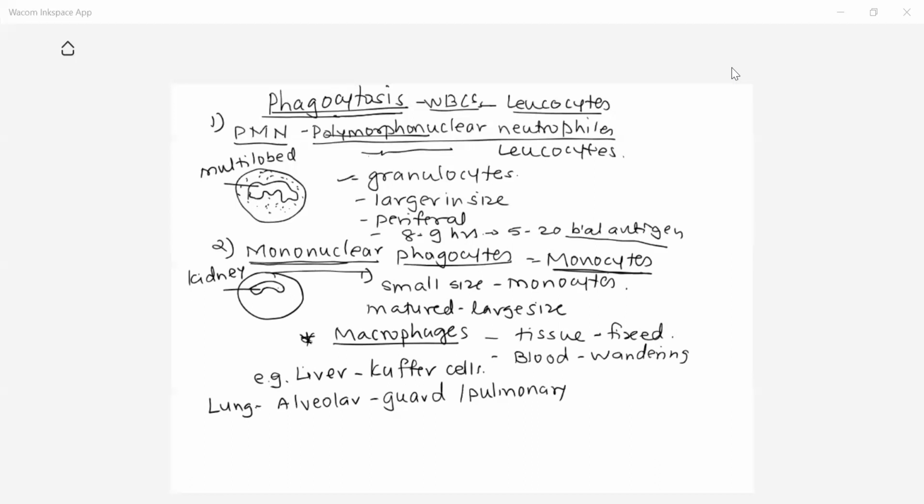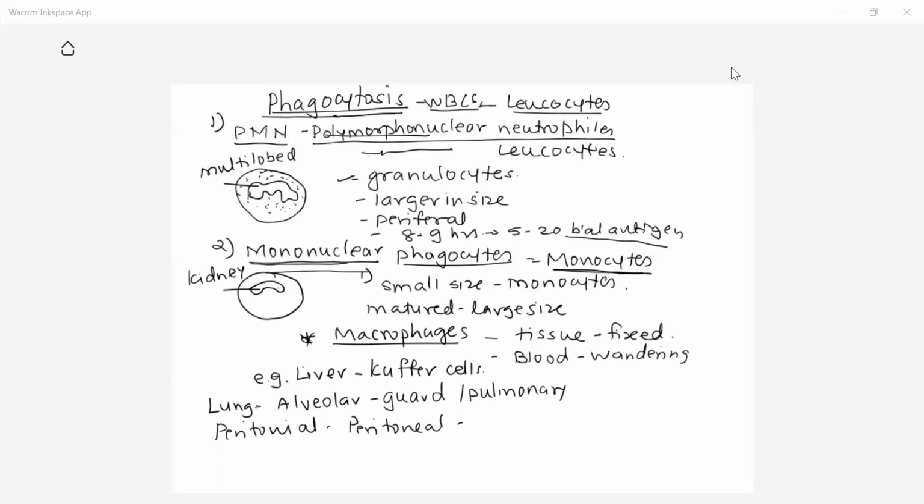There are also some macrophages present in the peritoneal cavity, that is our intestine, and those macrophages are named peritoneal macrophages. So these are the different types of macrophages. They are named depending upon the tissues in which they are located and fixed, and there they give protection. So these are the major cells.